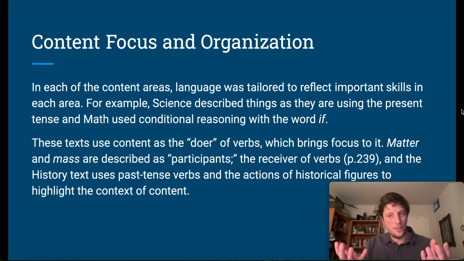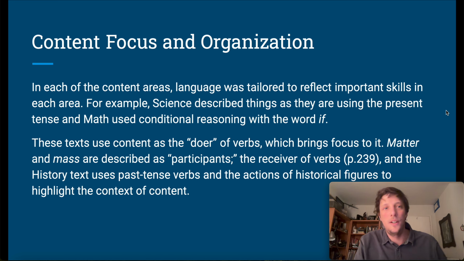The texts also use content as the active participant in verbs, which brings focus to it. For example, in the history text, they used the actions of historical figures in relation to the context of history, using past tense verbs. This puts the subject matter as the focus and makes it seem active, as if the content matter is doing these verbs.